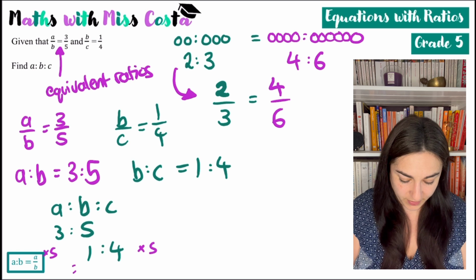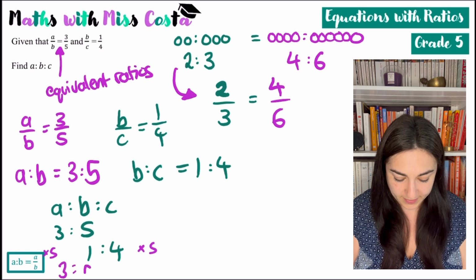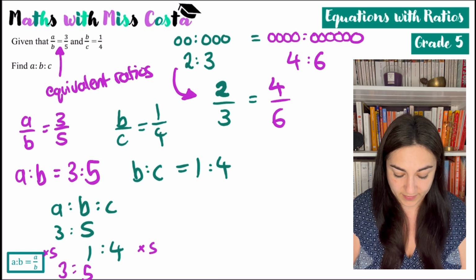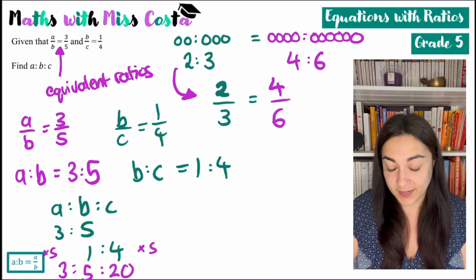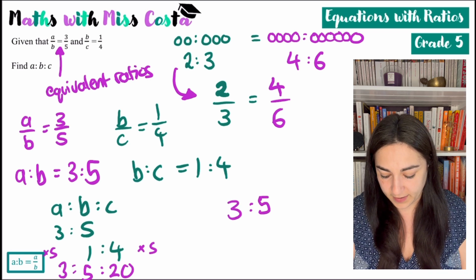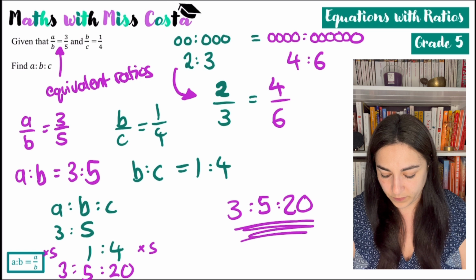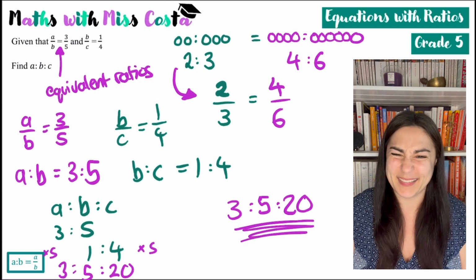Oh, sorry, no, I'm not changing that one. So that remains as 3 to 5. It's just this ratio I'm multiplying to 20. Okay, so I could leave it like that, 3 to 5 to 20. And actually, let's just leave it at that.